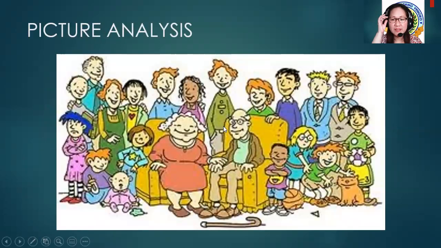So let's have our picture analysis before we proceed with our discussion. So you are seeing a picture, no? Maraming members, no? Parang isang malaking pamilya. So how are you going to analyze the picture? Anyone who would like to describe or analyze the picture?